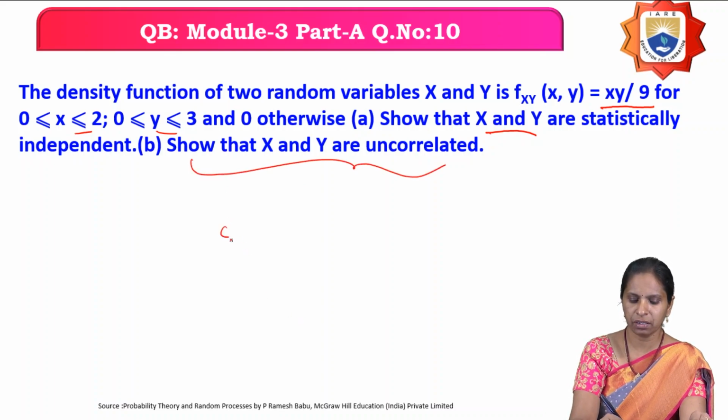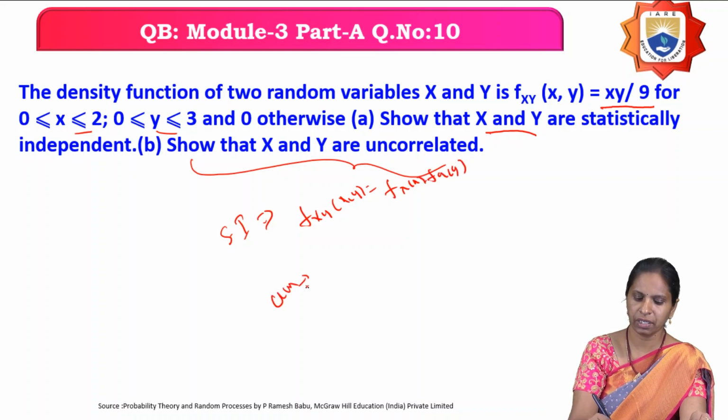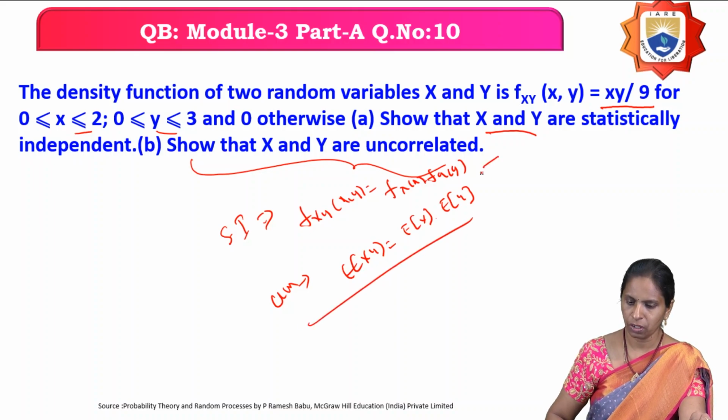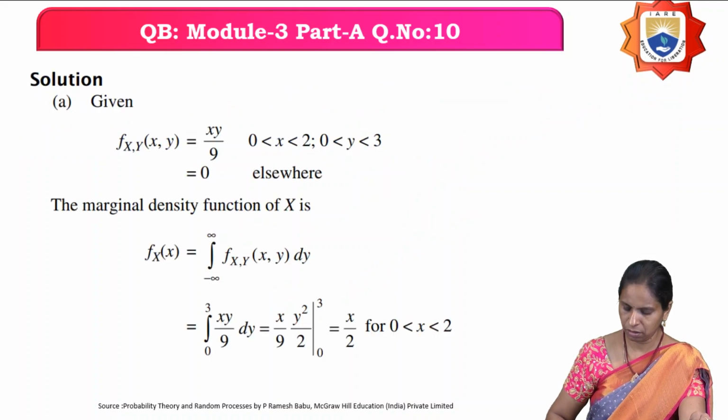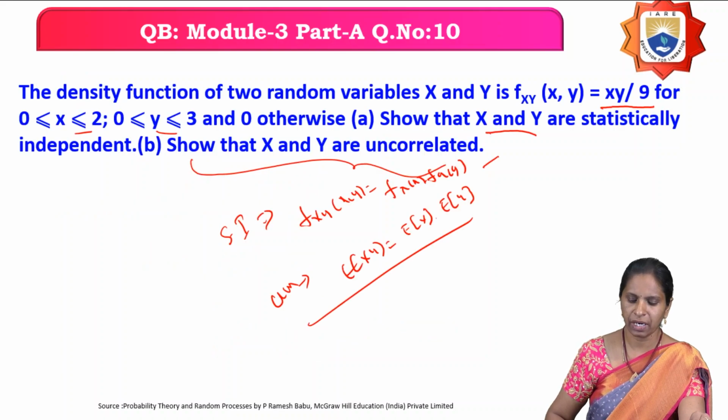For independent, statistically independent, what you have to show? You can show that f_xy(x, y) equals what? f_x(x) into f_y(y). For uncorrelated, what is the condition? E of xy is equal to E of x into E of y. So prove these conditions to show that they are uncorrelated and they are statistically independent.